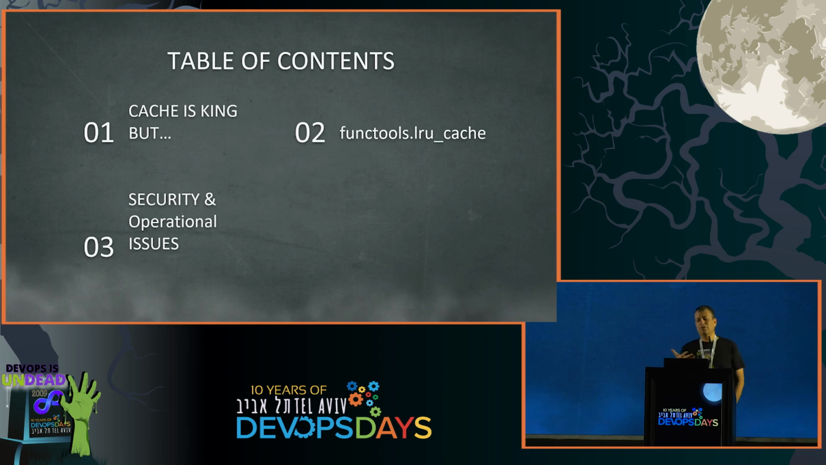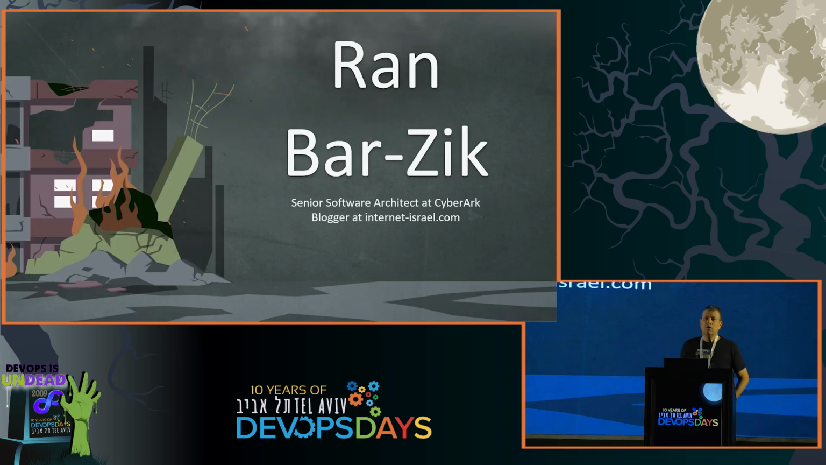We'll talk a little bit about how cache is king. Of course, everyone knows cache is king. How to implement it in software and why. And then a little bit about security and operation.